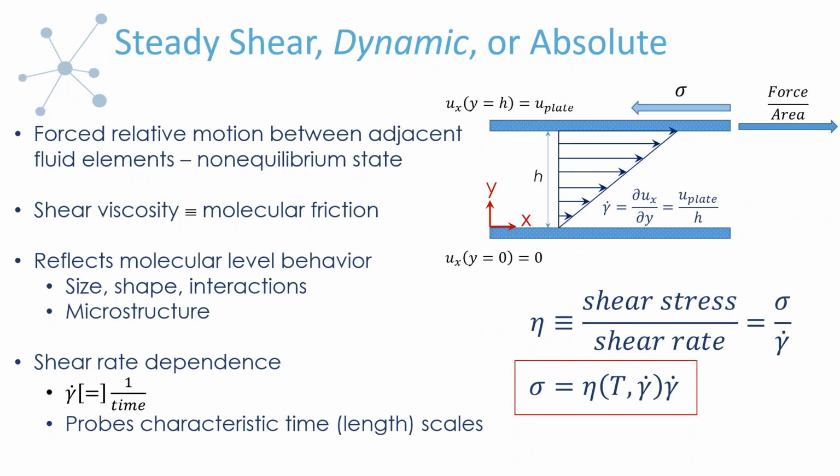So we'll start with the first one, and this is probably the most common. If someone says we're measuring viscosity, or presents viscosity data, it's probably this one because this is the most common. So this is the steady shear. Sometimes it is called dynamic or absolute viscosity.